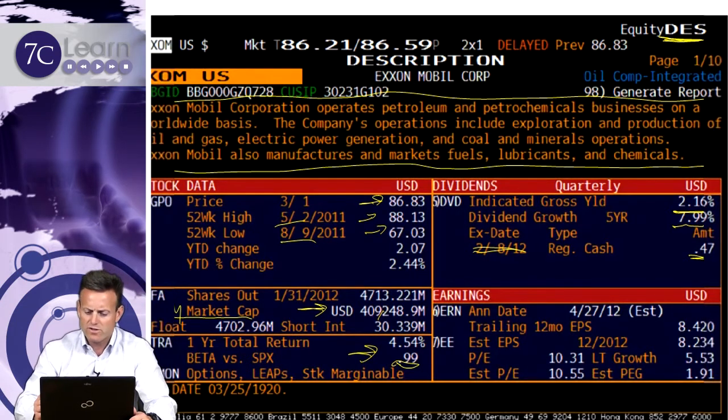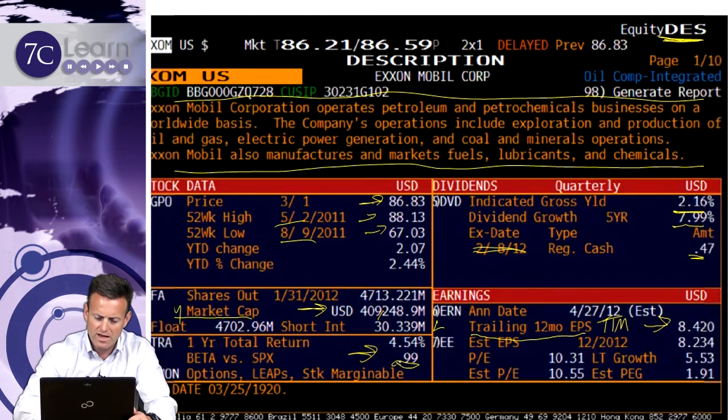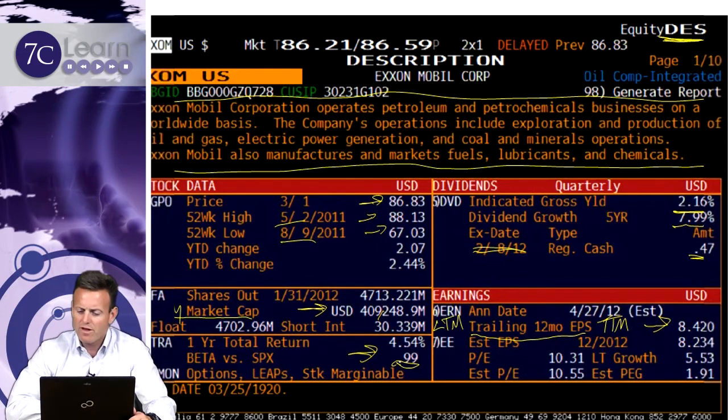So what it does is it tells me what the last 12 months earnings were, or trailing 12 months. Sometimes you'll see that as TTM, trailing 12 months, or you'll see it as LTM, last 12 months. It means the same thing. And in this case, we see that Exxon earned $8.42 in the last 12 months.